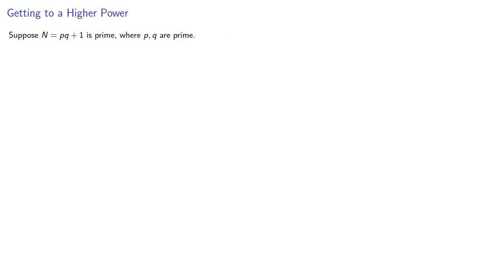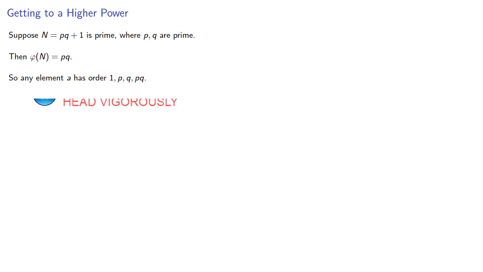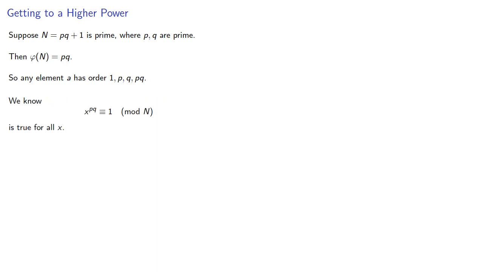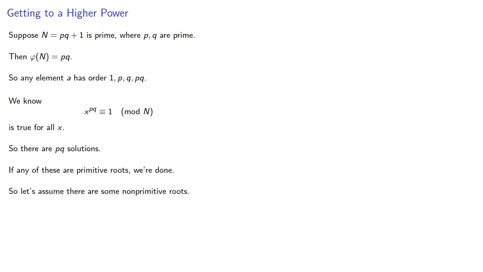Suppose n equal to pq plus 1 is prime, where p and q are prime. Then phi of n is pq, so any element a must have order 1, p, q, or pq. Now we know that x to the power pq congruent to 1 mod n is true for all x, so there must be pq solutions. If any of these are primitive roots, we're done. So let's assume there are some non-primitive roots.